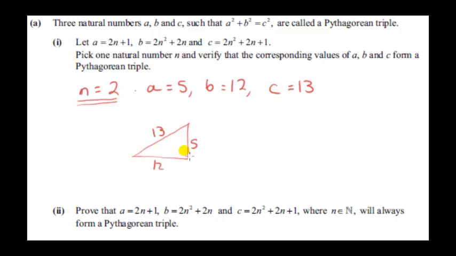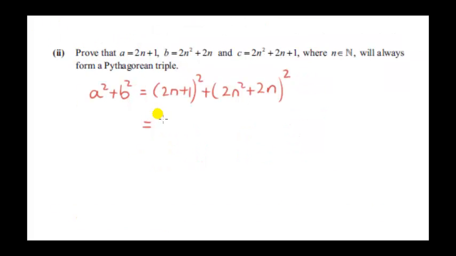So anyway, this is a famous right angle triangle, 13, 12, 5. It is true that 13 squared equals 12 squared plus 5 squared. We get 169 on each side. So we've shown that for n equals 2 at least, a, b and c form a Pythagorean triple. In the next part we want to prove that the expressions for a, b and c always form a Pythagorean triple, provided that n is a natural number.